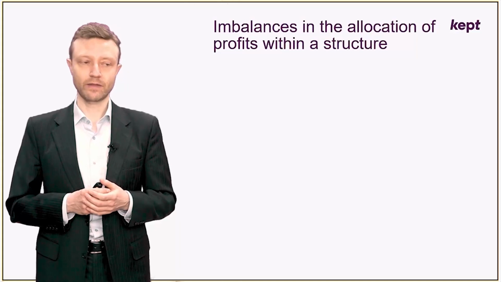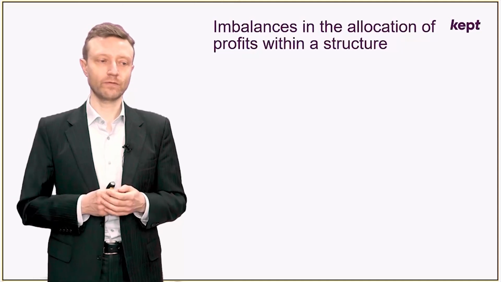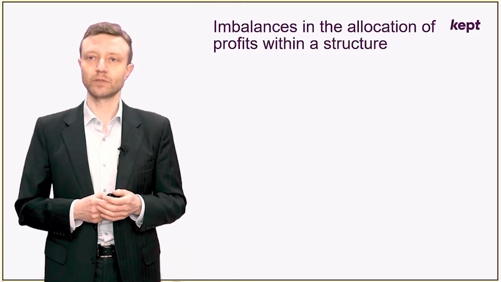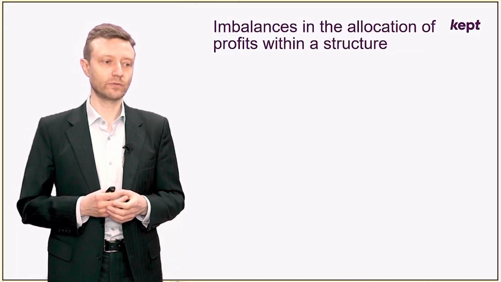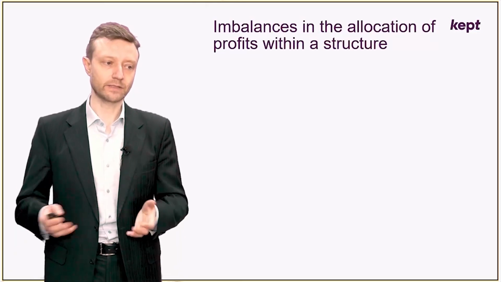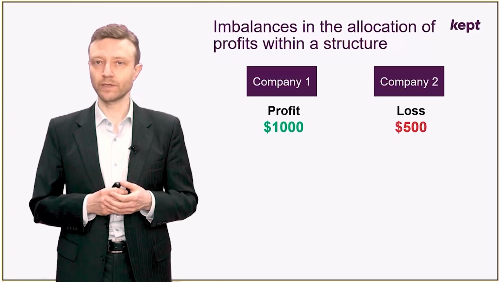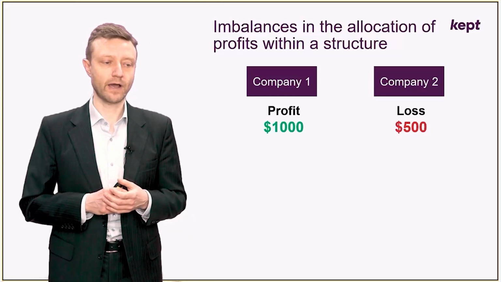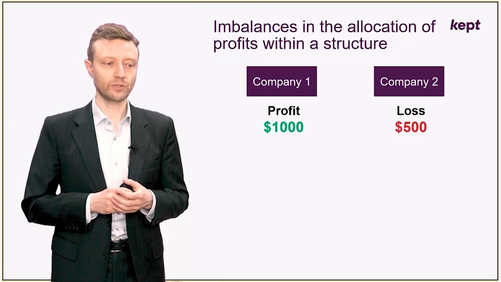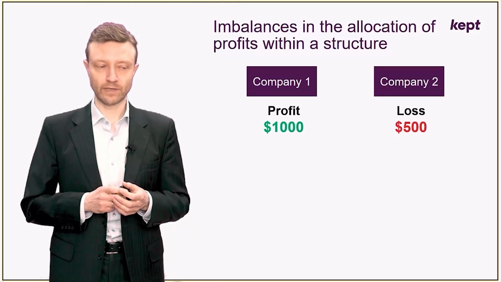Let's consider another example before we move on to the next case, where allocation of profits between entities in a structure can be tax efficient. This example will illustrate why it is important to make sure that profits are allocated properly and imbalances are avoided. Let's look at a case where there are two companies, and one generates profits and the other one is loss-making. Just as an example, company 1 generated profits of 1,000 and company 2 had a loss of 500.